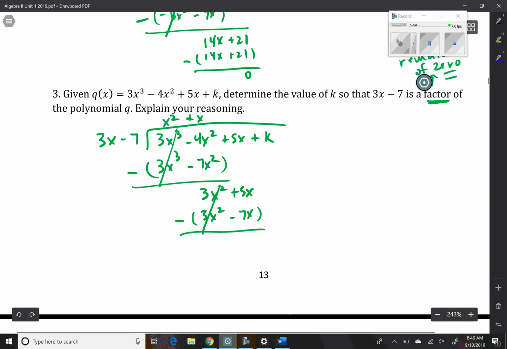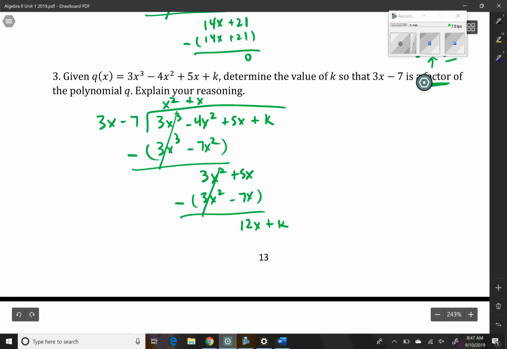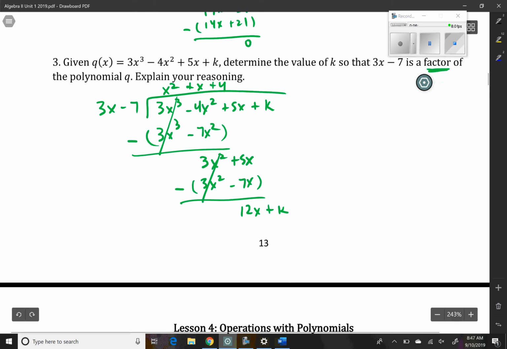Subtract, those cancel, and that gives us 12x plus k. Now, to make 12x, I'm going to put a 4 here. So that's going to make this 12x minus 28. Now, to make it so that these two things would cancel, I need k to be the same exact thing as negative 28.